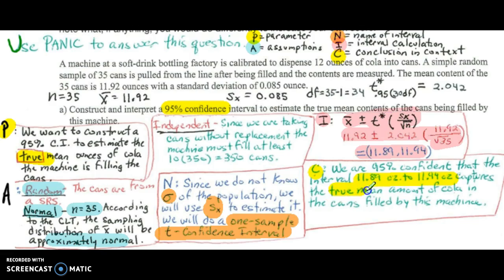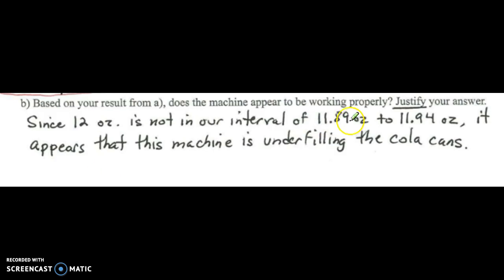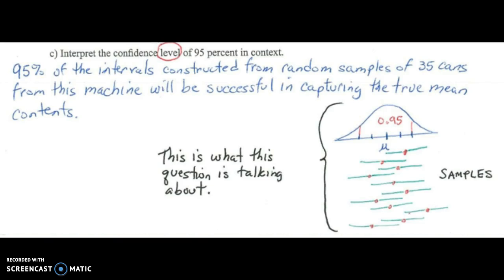Make sure you say the true or the actual amount. So here's my interval. They claim the cans are filled up with 12 ounces, but that's not in the interval. So it appears the machine is underfilling the cans of pop. And question C, make sure you know the difference between a level and an interval. So for a 95% level, if I took many samples, about 95% of them would capture the true mean.